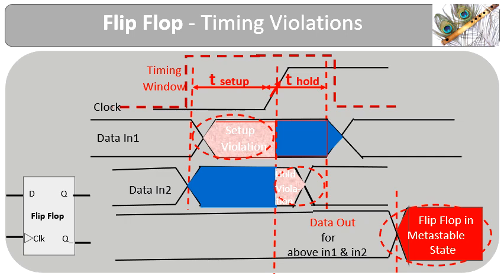A setup violation occurs when, with respect to the clock edge, the data arrives too late, that is, if data changes in the setup timing window, the flip-flop may not capture the data reliably. A hold violation happens when data changes too soon after the clock edge.